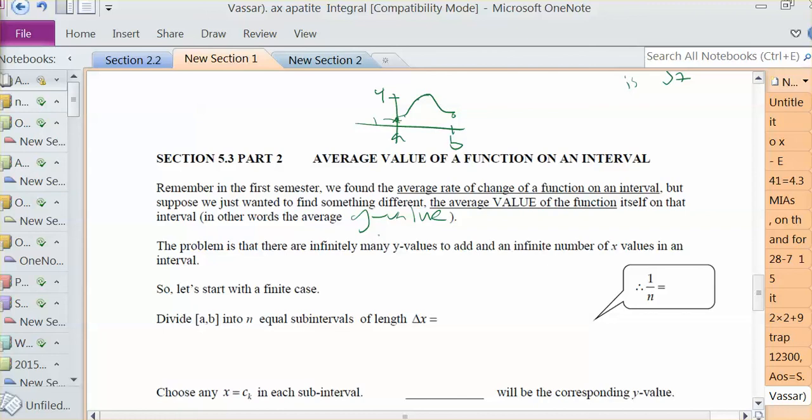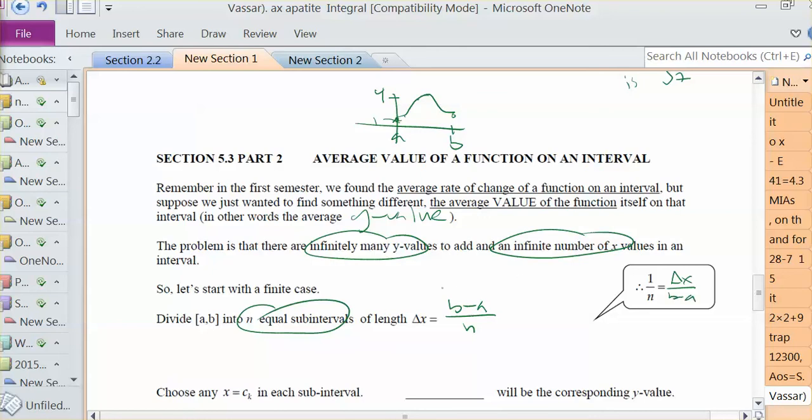And so again, the problem is infinitely many y values, and an infinite number of x values in our interval. So let's start with a more finite case. Let's say delta x is b minus a over n. So the width of your interval divided by n, the number of intervals you're going to make, because you have n equal subintervals. And if I reverse things, 1 over n is going to be delta x over b minus a, just a little algebraic manipulation. Just divide both sides by b minus a, you get that.